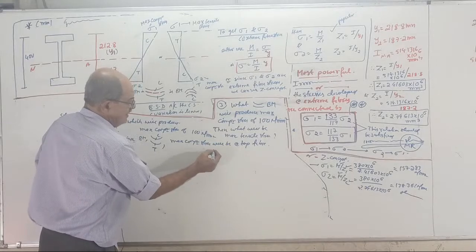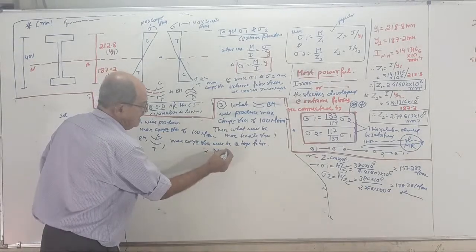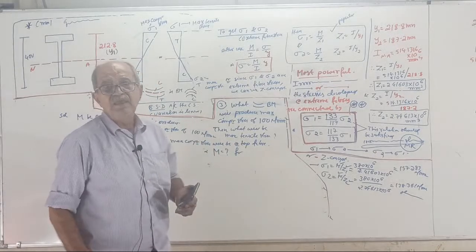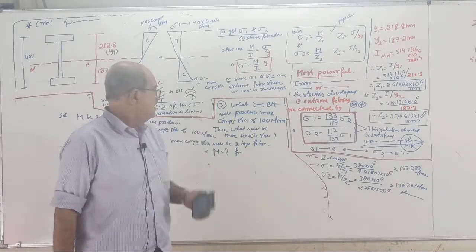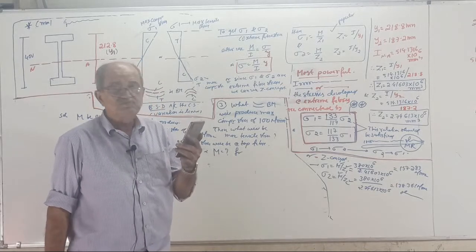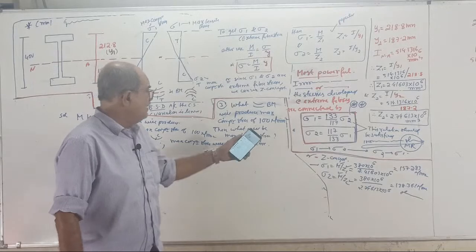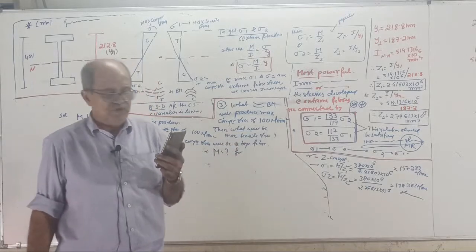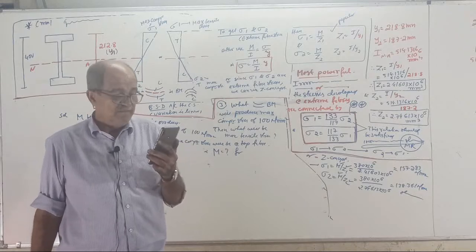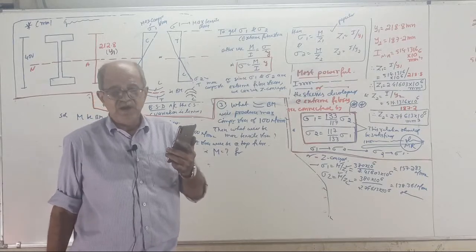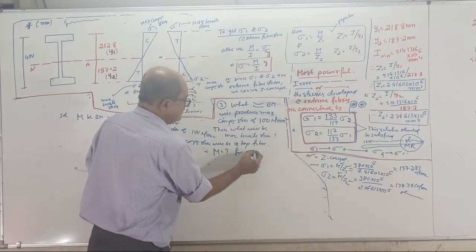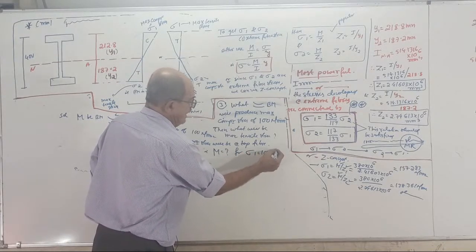That is, you have to find what is the value of M for which one, sigma 1 or sigma 2? You have to find the value of M for sigma 1 or sigma 2. Top fiber stress is what? Sigma 1 or sigma 2? Sigma 1. Sigma 1 equal to how much? 100 Newton per mm square.